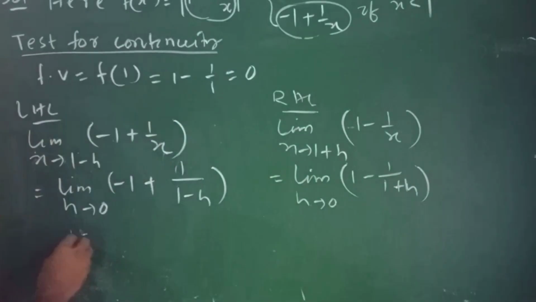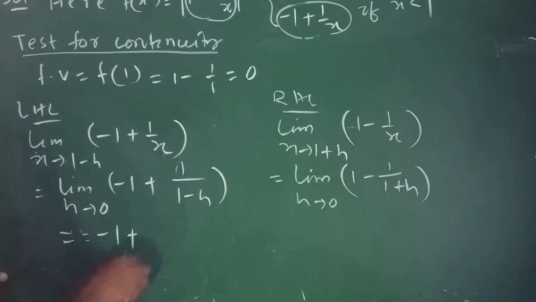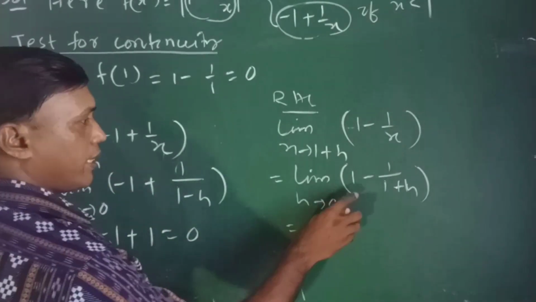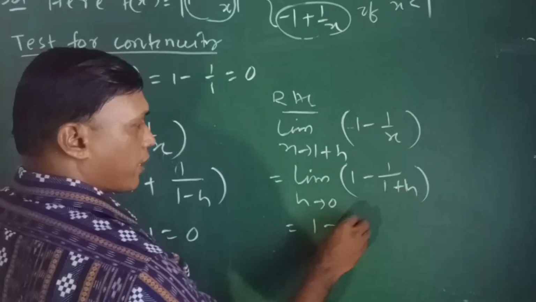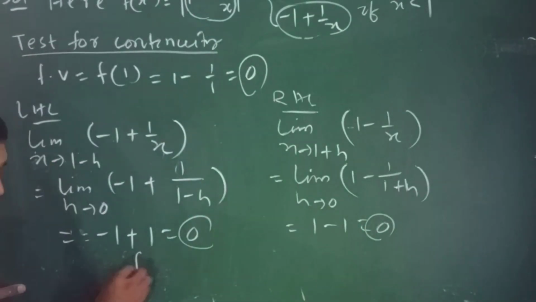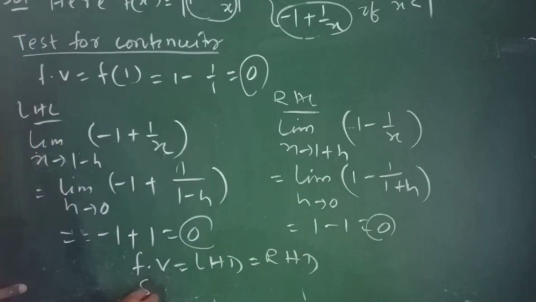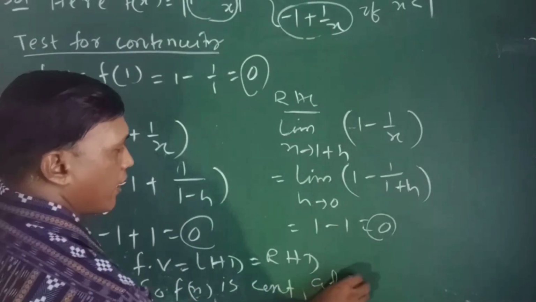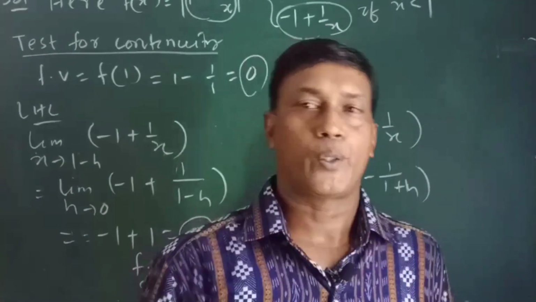Now putting h is equal to 0. After putting h is equal to 0, this is minus 1 plus 1, which is 0, and here putting h as 0 gives 1 minus 1, which is 0. So here the functional value, LHL and RHL all three are equal, meaning functional value is equal to LHL is equal to RHL. So f of x is continuous at x is equal to 1. So this function is not differentiable but continuous at x is equal to 1.